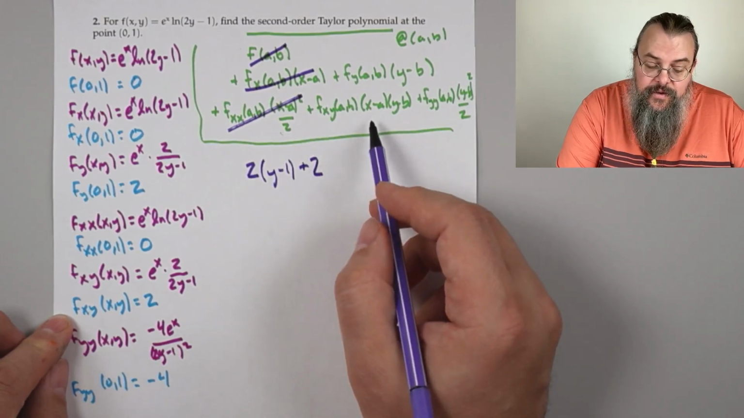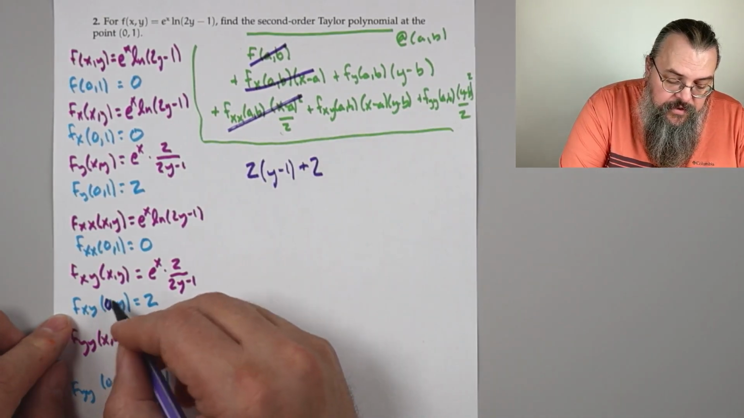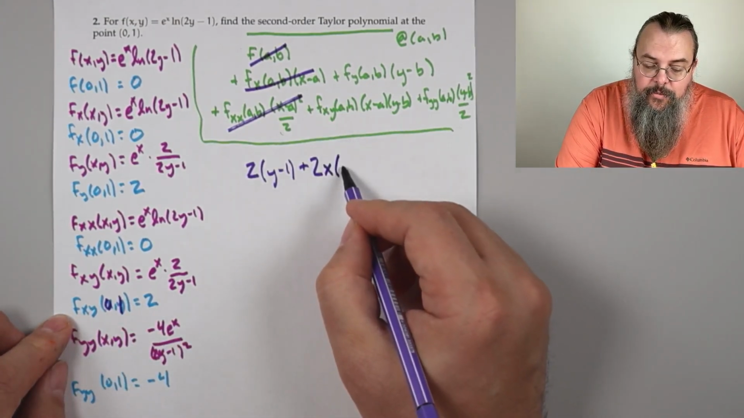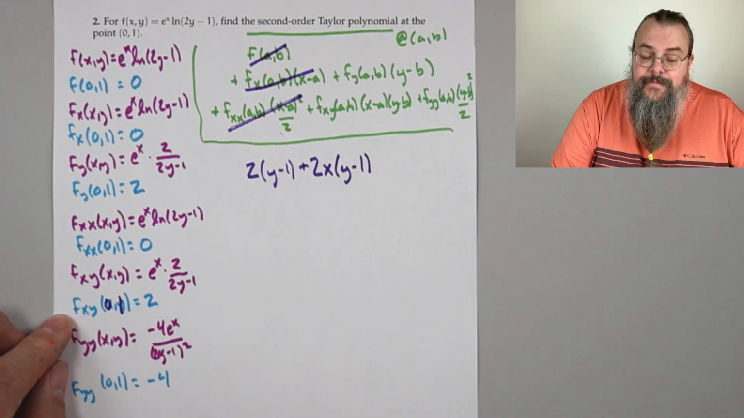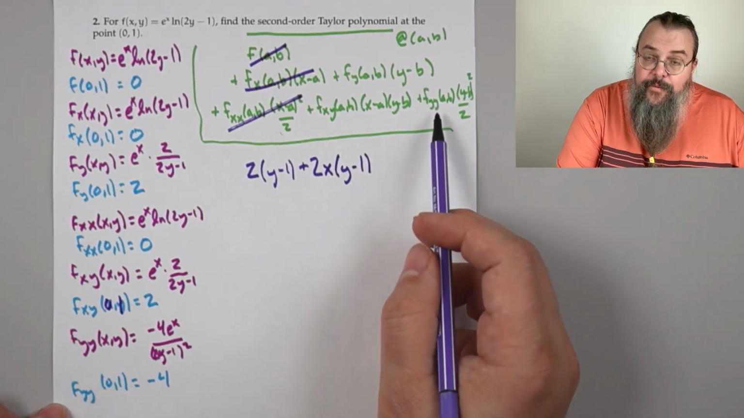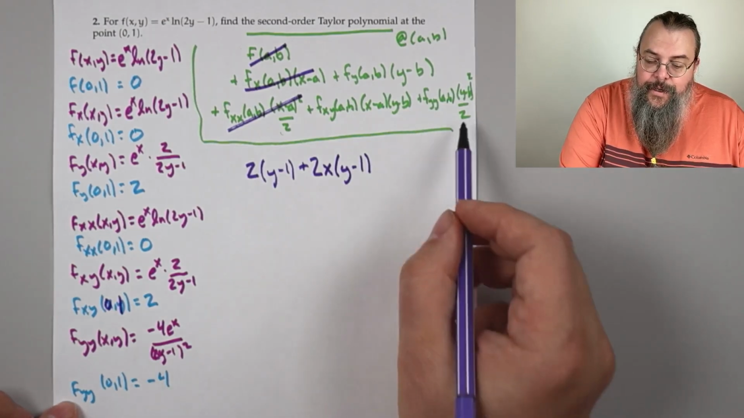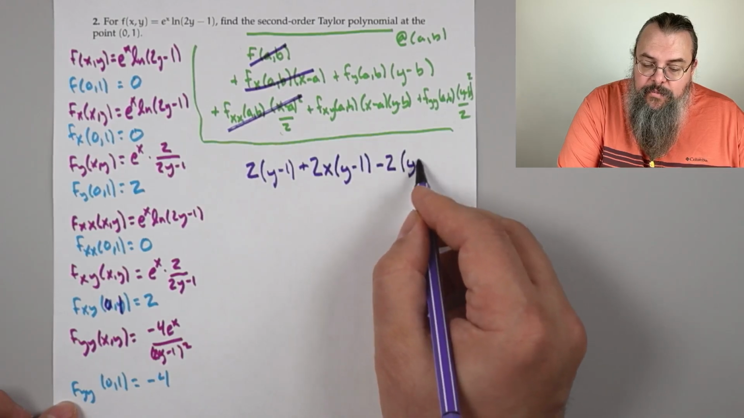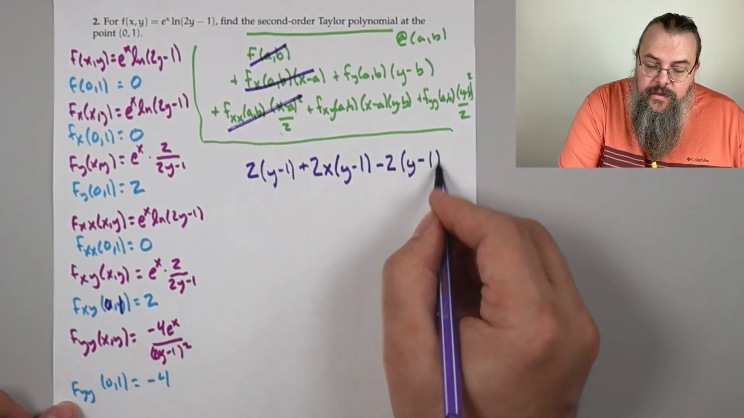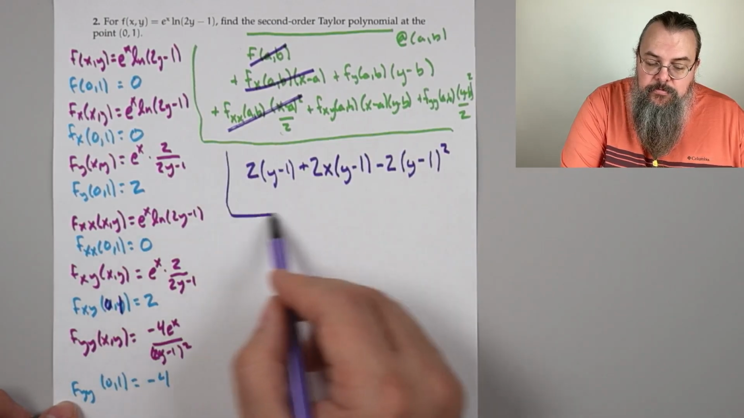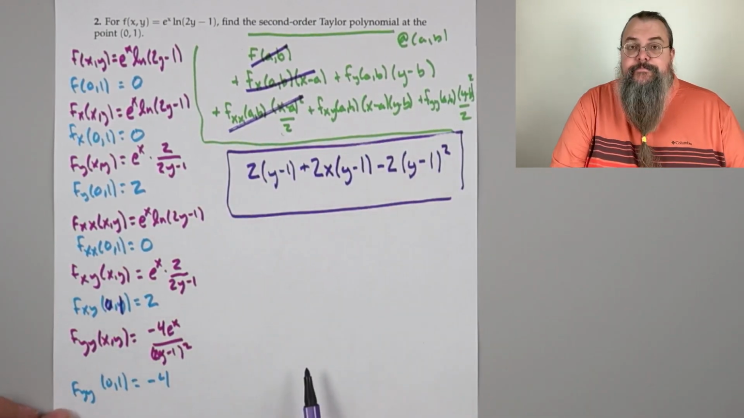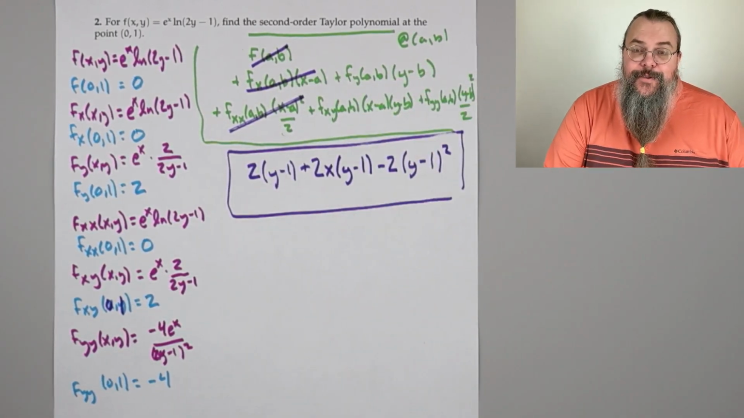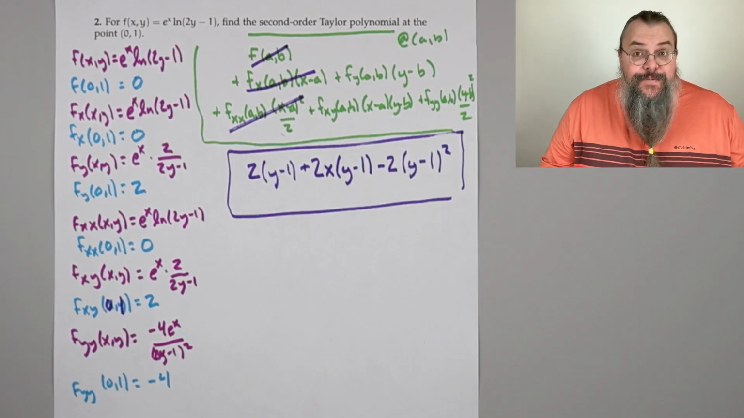Times x minus 0. Whoops, I did not put (0, 1) here. Sorry about that. x minus 0 is x, and y minus 1. And then our last piece here, f sub yy, well, that's minus 4. We also have a 1 half, so that's minus 2, and then y minus the y coordinate, 1, squared. And that's it. That's our second order Taylor polynomial, because we happen to be nice and several terms crossed out. Do you want to expand?